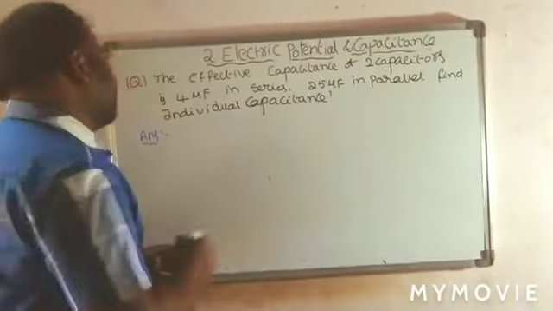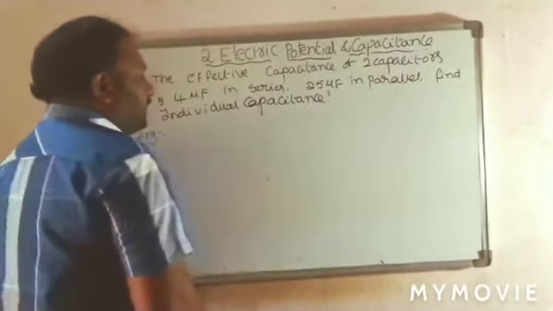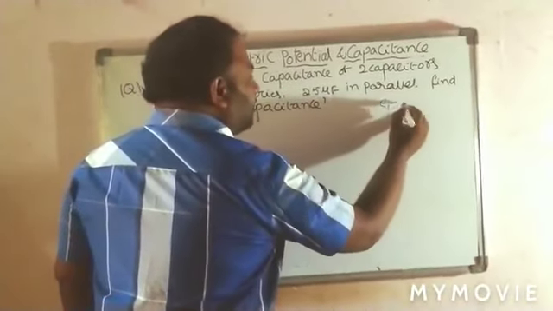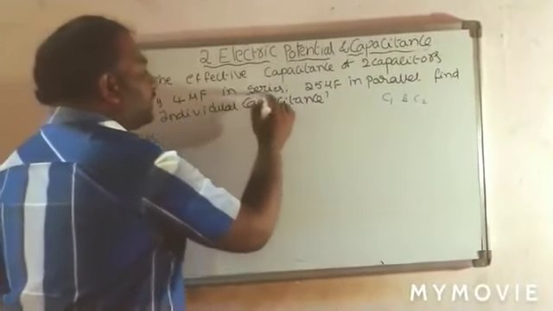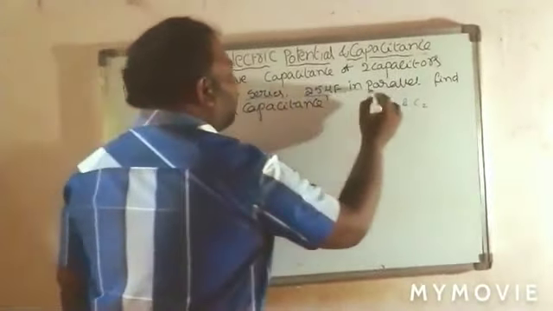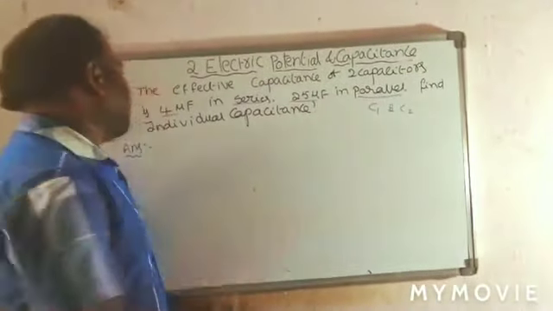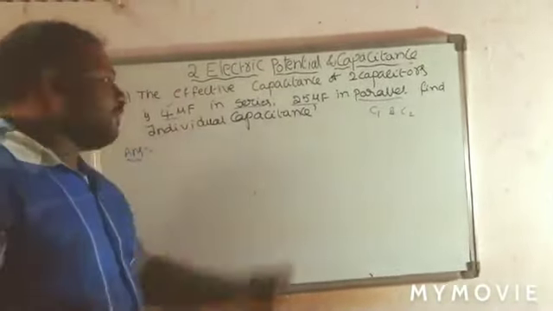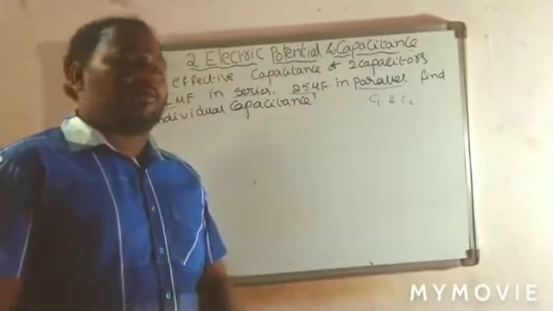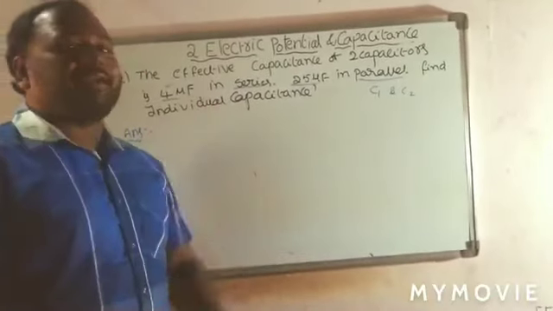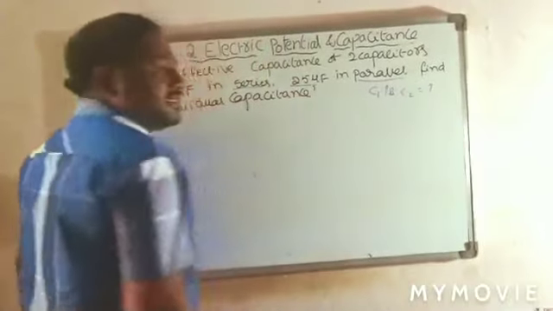Now see here, what is the problem they have given? The effective capacitance of two capacitors. I take the two capacitors as C1 and C2. When these two capacitors are connected in series, the effective capacitance is 4 microfarad. When these two capacitors are connected in parallel, the effective capacitance is 25 microfarad. Then find the individual capacitances. Now we have to calculate C1 and C2.